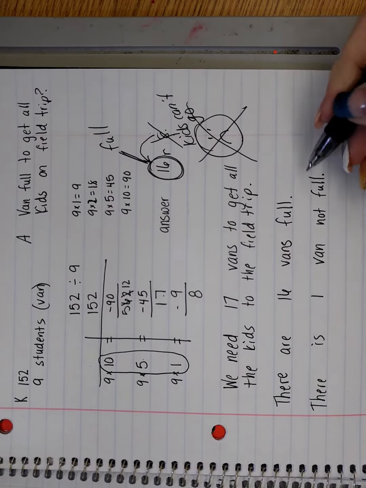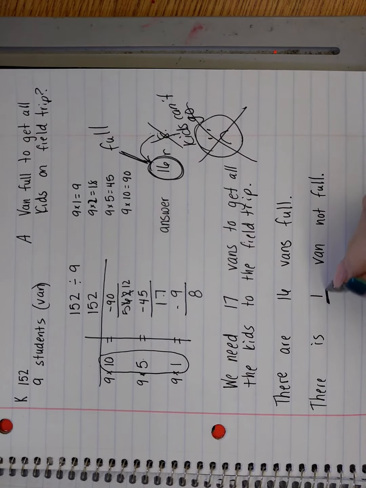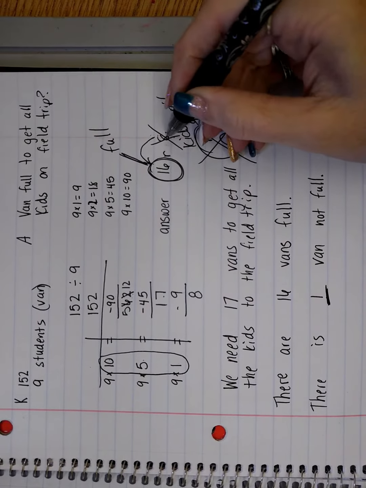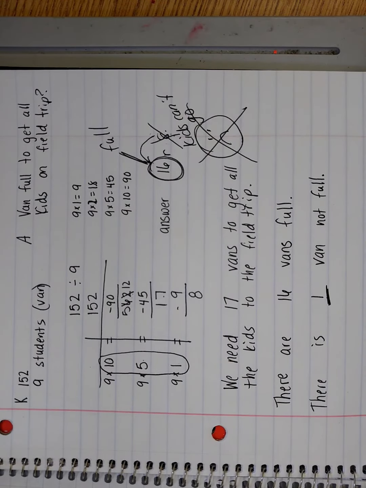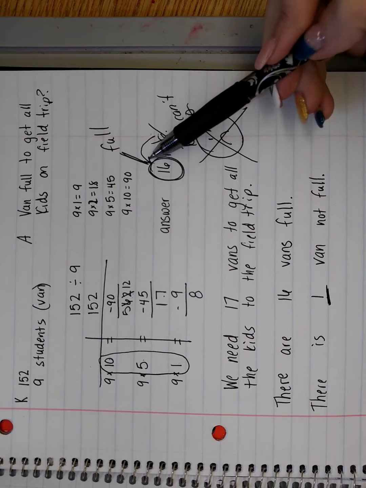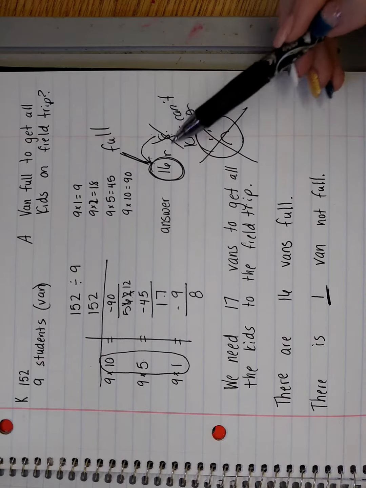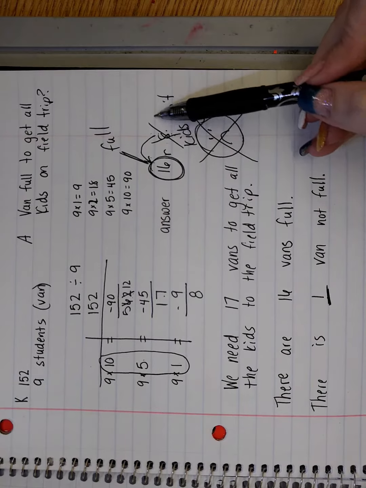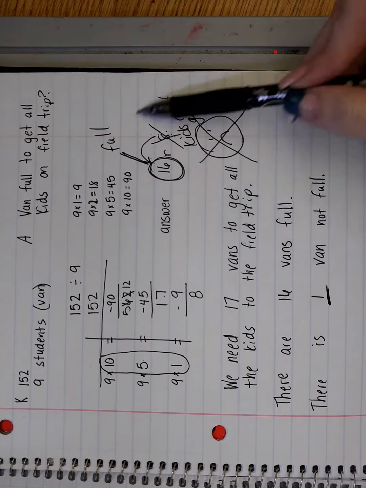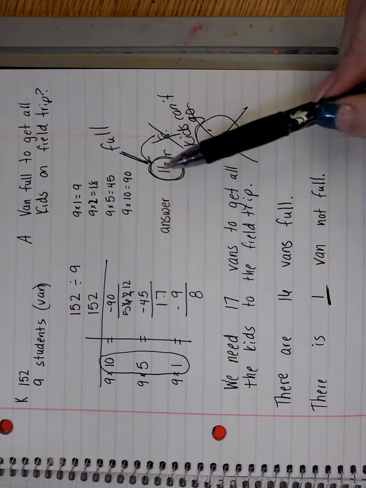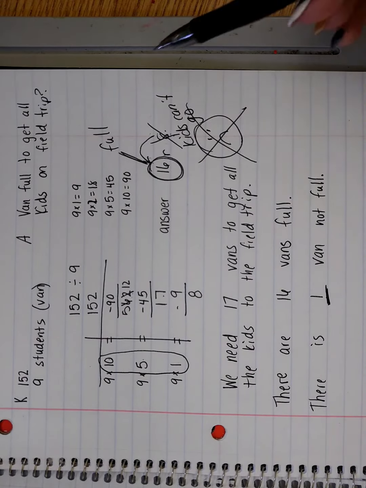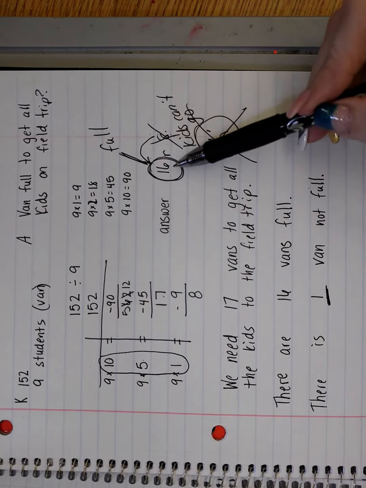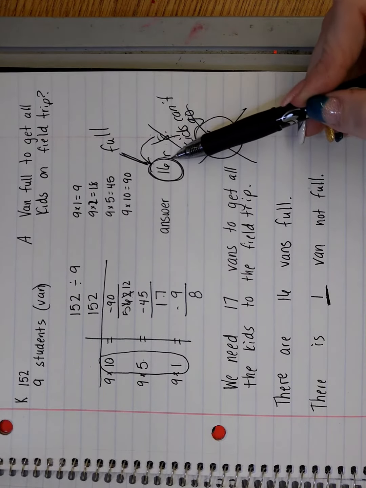And this, if they wanted to know how many weren't full, it will always be 1 because the remainder has to be less than your divisor. So that would always be 1. So they might ask, how many are full? You would say 16. How many are not full? 1. And if you need to account for all of the kids or all of the cars or all of the boats, then you would have to increase your quotient.